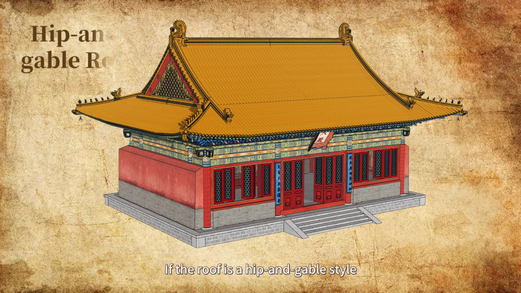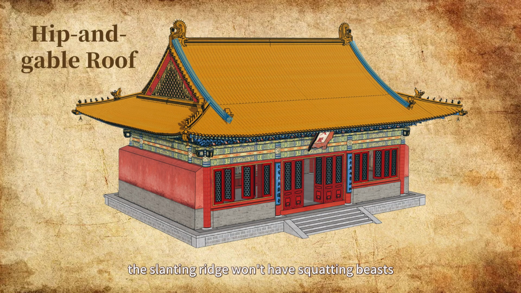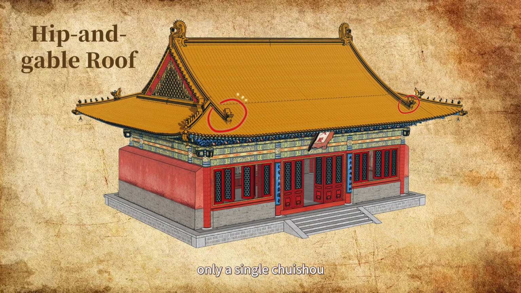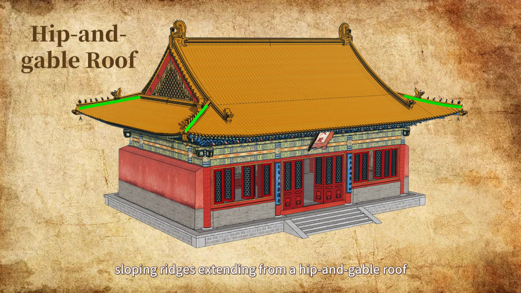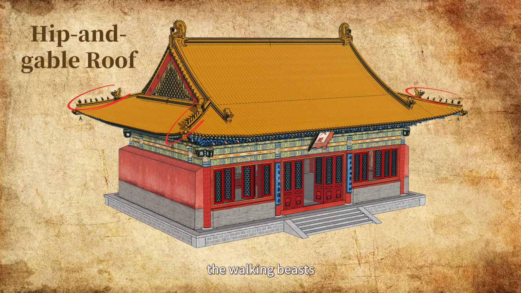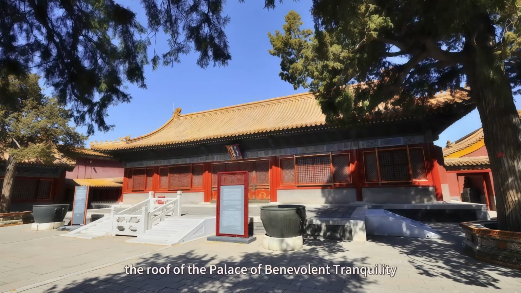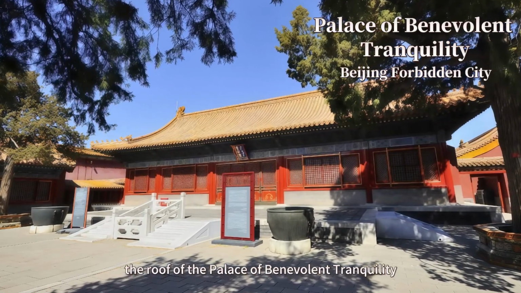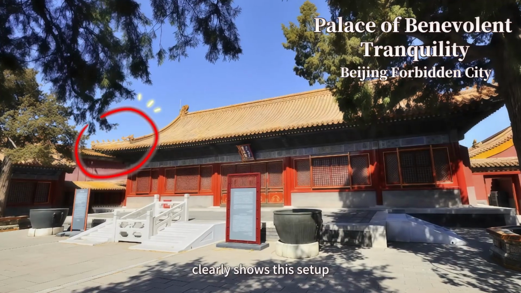If the roof is a hip and gable style, the slanting ridge won't have a squatting beast or the phoenix rider. Only a single Cui Shou sits at the very tip of the ridge. But on a diagonal ridge, the short sloping ridges extending from a hip and gable roof, you can see the full lineup, the phoenix rider, the walking beasts, and the Cui Shou all arranged in a complete mystical formation. For example, the roof of the Palace of Benevolent Tranquility clearly shows this setup.